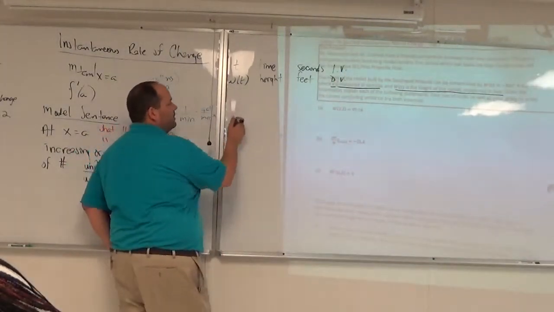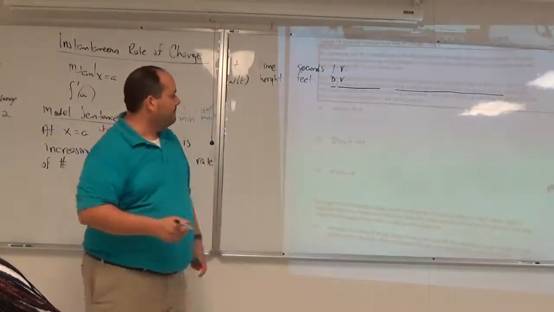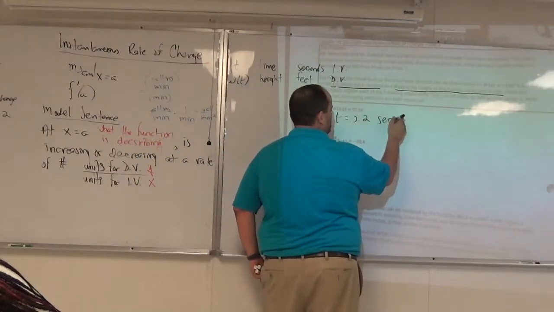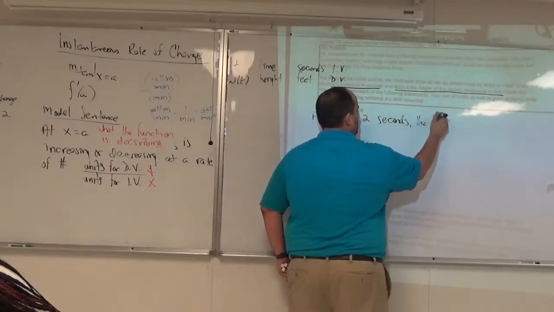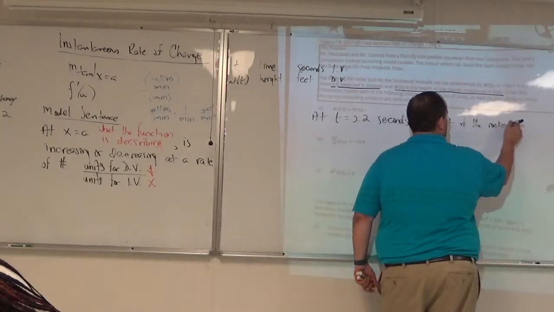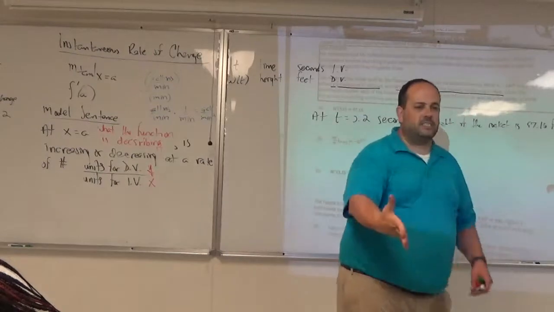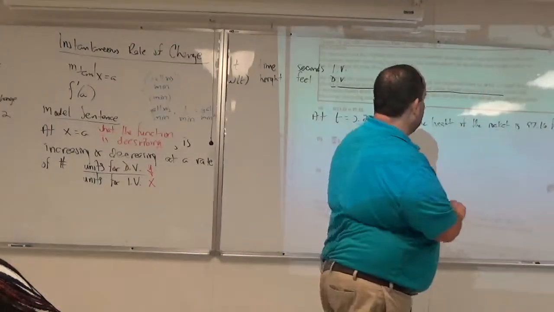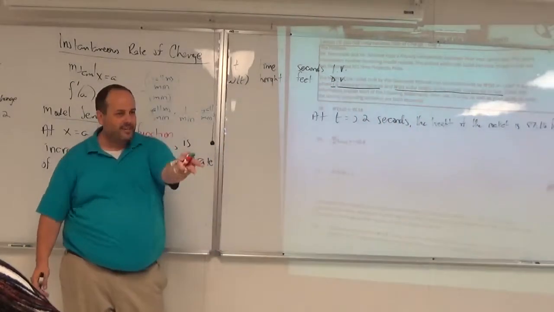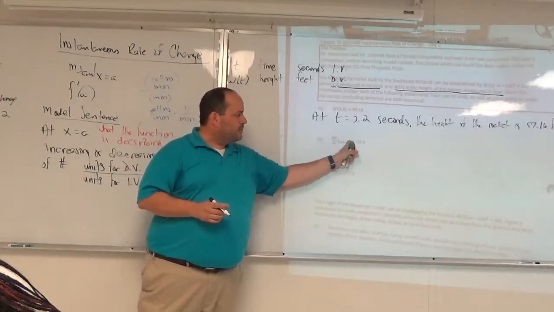All right, I need some brave soul. For A, W of 3.2 is 97.16. Go for it. What you got? T equals 3.2 seconds. The height of the rocket is 97.16 feet. Love it. Way to go. Full point. Everybody else can do it too. Nice job. Perfect sentence.